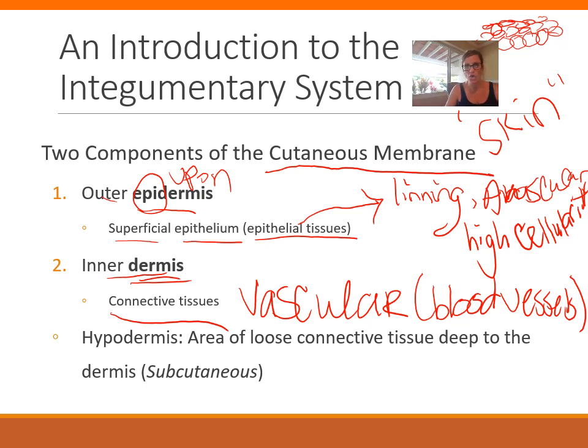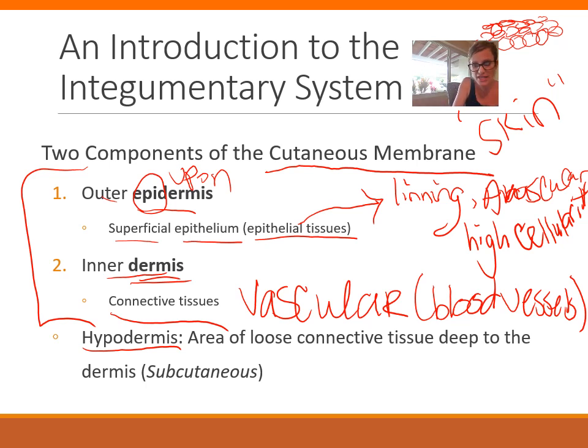Technically, those two layers are the skin. That's it. So technically, the cutaneous membrane or skin just includes the epidermis and the dermis. When we study the skin, though, we frequently study the region that's just underneath the skin at the same time. And we refer to that area just underneath the skin as the hypodermis.